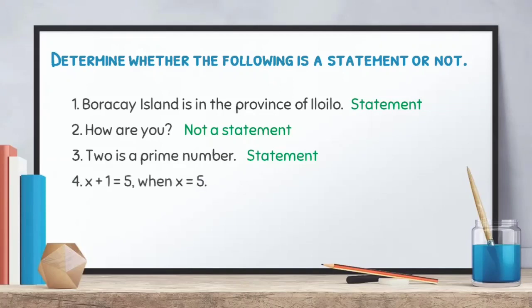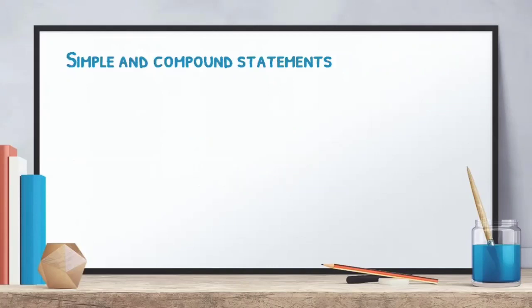Now let's go to our fourth sentence. X plus 1 is equal to 5 when x is equal to 5. Is this a statement or not a statement? Very good. Although our mathematical sentence is false because the value of x is not equal to 5 when x plus 1 is equal to 5. It should have been 4, right? Any questions so far? None.